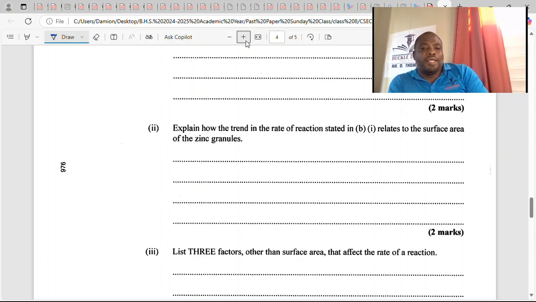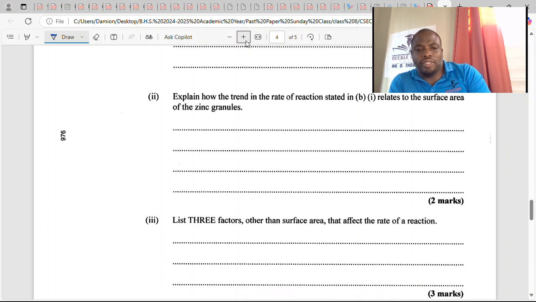So what did we say? As the surface area decreases, the rate of reaction also decreases, because as we've gotten bigger particles, so the bigger the particles, the smaller the surface area, right? So as the surface area decreases, the rate of reaction also decreases.